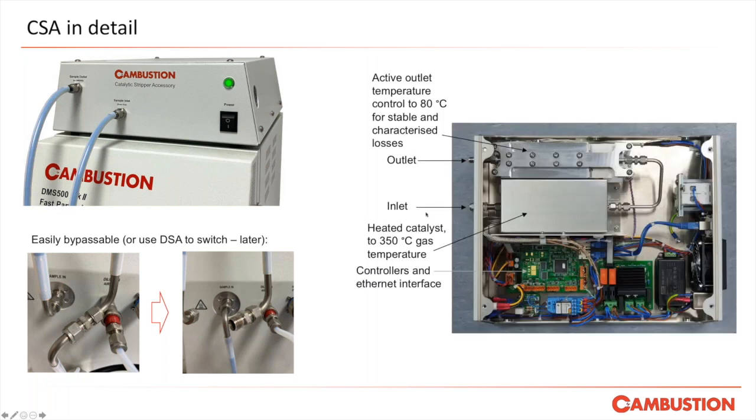What's in the box? Well, there's an inlet and an outlet. There is a heated catalyst in this box. There is also an active outlet temperature control, and that reduces the temperature in a controlled way down to 80 degrees, and then it can go straight into the DMS, and it keeps it at that temperature constantly rather than just leaving it to chance how it cools down, for more repeatable measurements and loss measurements. And then we've got the electronics, the controller's Ethernet interface to integrate it with the DMS computer and software.